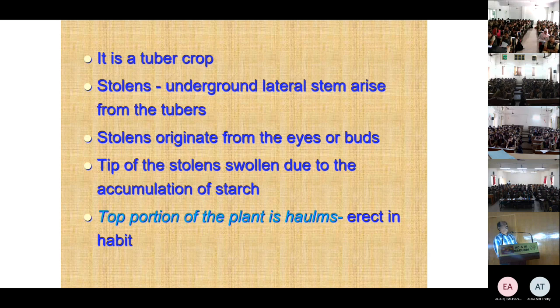So it is a tuber crop. The underground lateral stems arise from the tubers. The stolons originate from the eyes or buds. The tip of the stolon swells due to the accumulation of starch, and the top portion of the plant is called haulms. It is erect in habit.